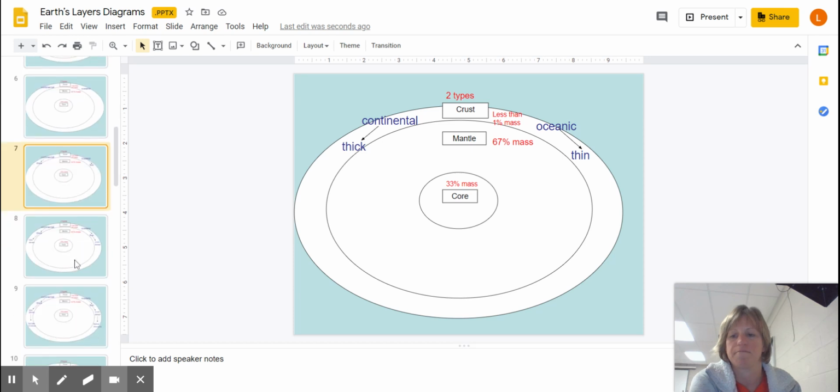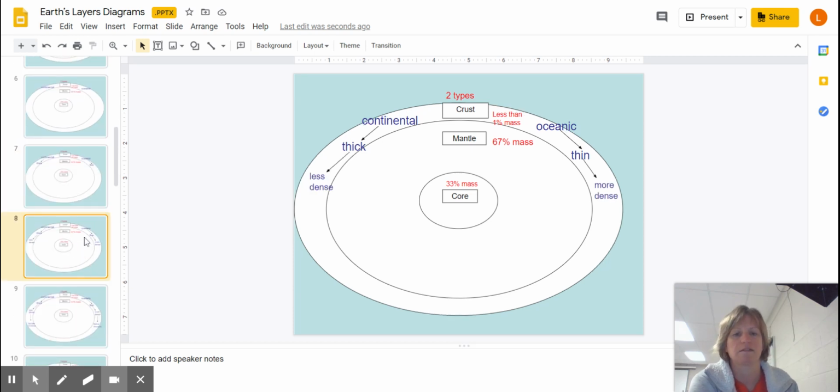Now here's another thing that's important in our study of plate tectonics. There's a definite density difference. So even though continental crust is thick, the molecules are more spread out, so it's less dense. And then oceanic crust, even though it's thinner, the molecules are more packed together, and we call that higher density or more dense.